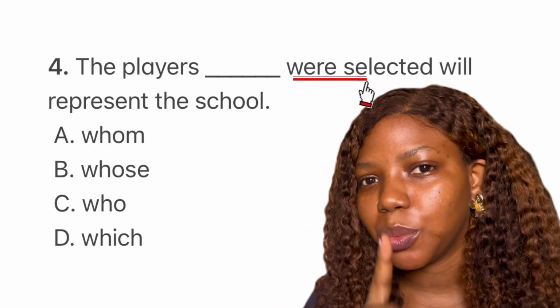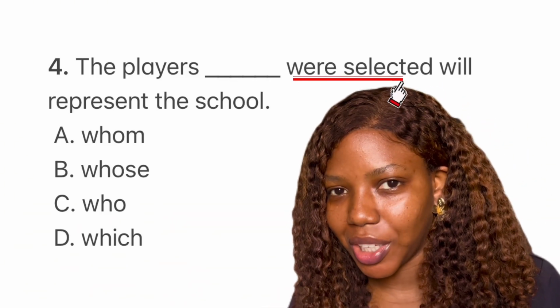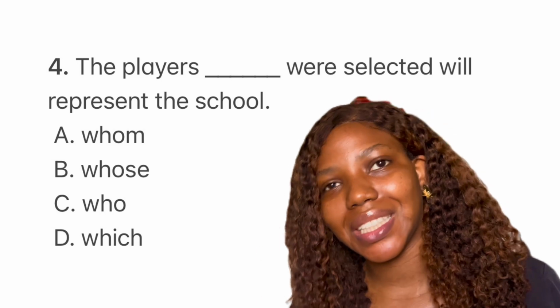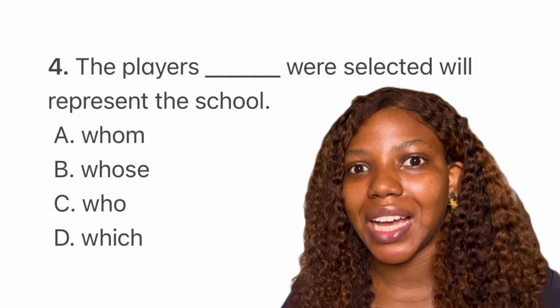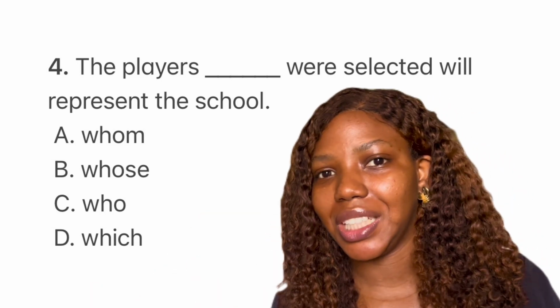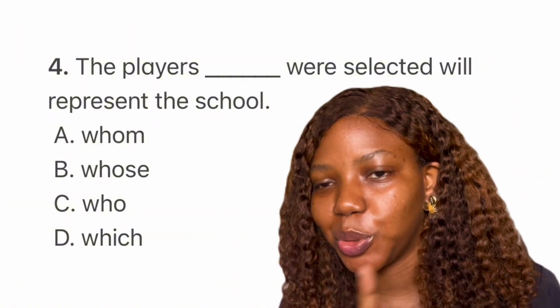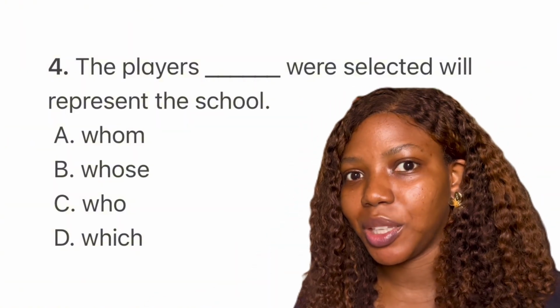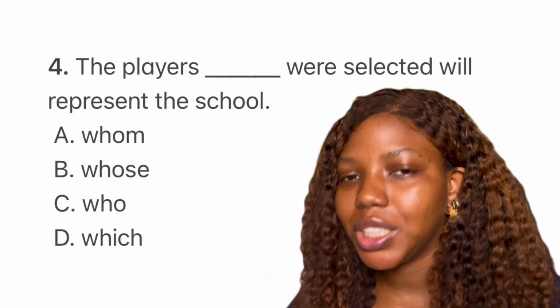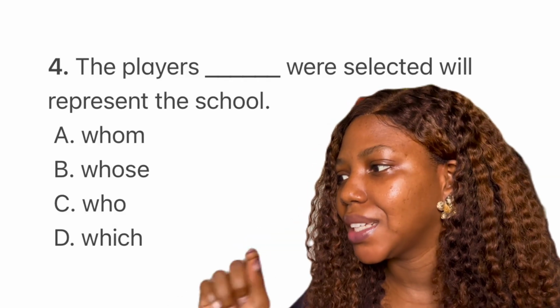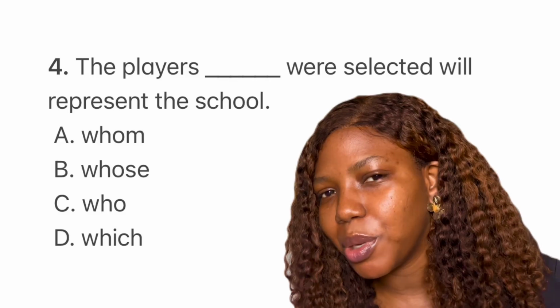Now, do not let "were selected" fool you, okay? Some of you might be thinking, oh, were selected, and so the players are receiving the action. They are not performing the action. They are being selected. Do not do that, okay? Read the sentence well. If you think that way, then you're not reading the sentence well. The players dash were selected will represent the school.